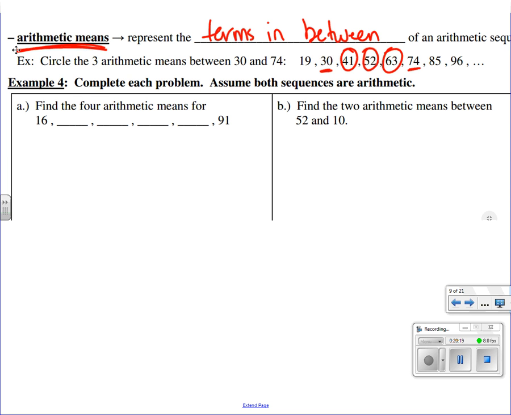Okay. All right. Now, let's do an actual problem here. Find the 4 arithmetic means. So that means find the 4 numbers in between 16 and 91. Okay? What is 16? Yes. Okay? I'm going to label this one a 2, a 3, a 4, a 5. So what does that make 91? A 6. Okay?